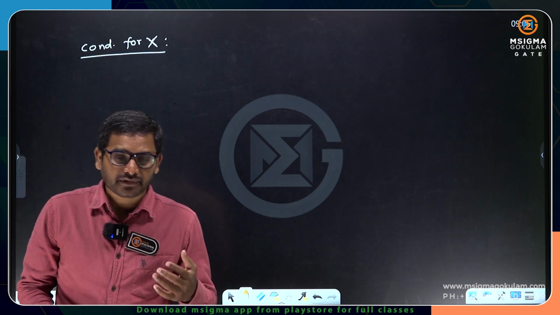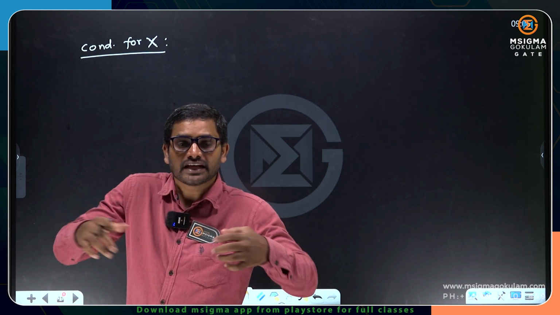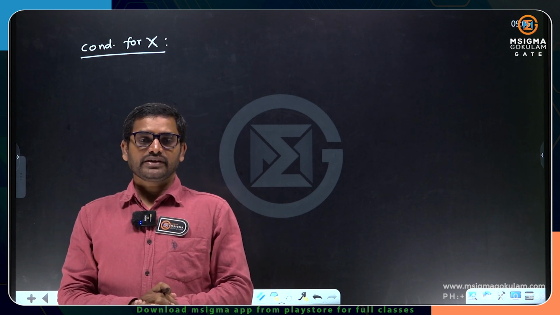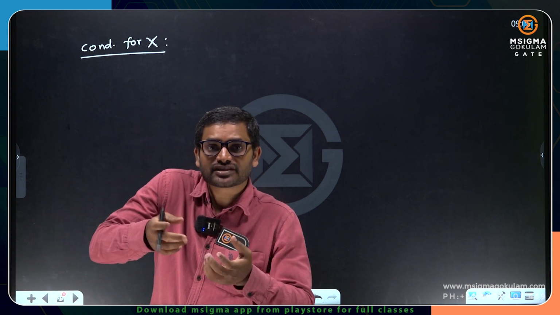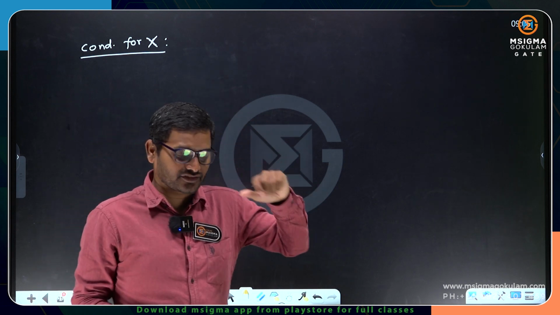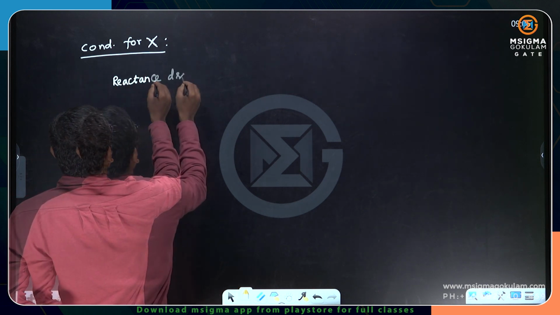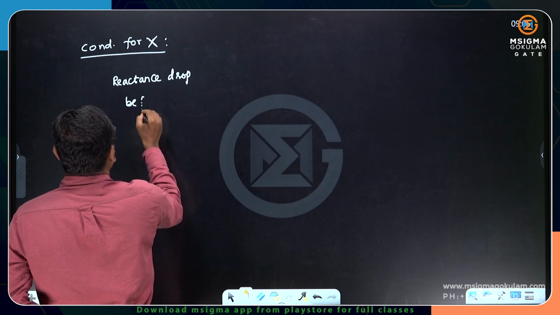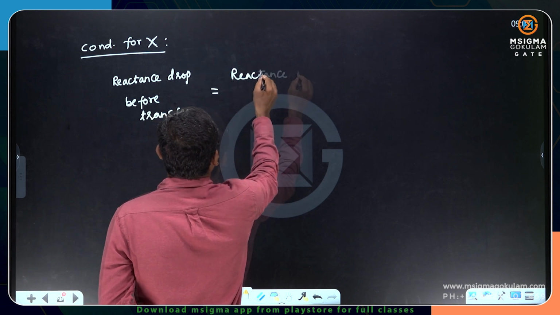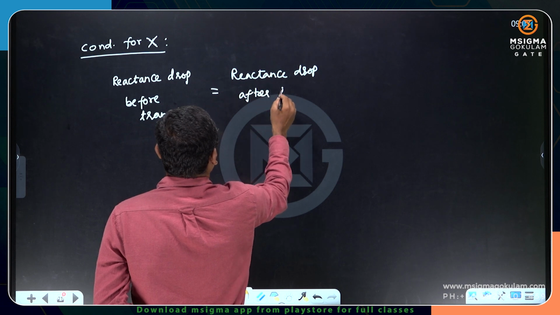Similarly, here we can't take up loss because reactance cannot create heat dissipation. The inductive nature will not dissipate the heat or the energy. Whatever electrical energy you give will be converted into a magnetic field. So you cannot write a loss. It's a voltage drop. So the reactance drop before transfer must be equal to the reactance drop after transfer.